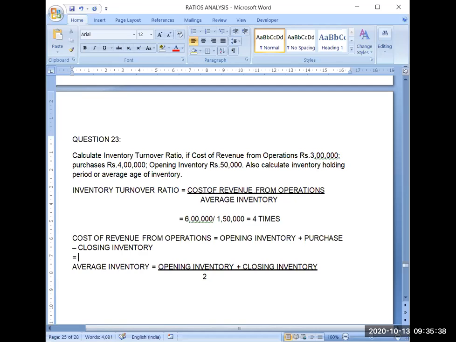So it will be equal to opening inventory, which is given, 50,000. Purchases are also given, 4 lakh. Here I will write the value of cost of revenue from operations also. 3 lakh is equal to 50,000 plus 4 lakh and minus closing inventory, because I have to calculate this value.